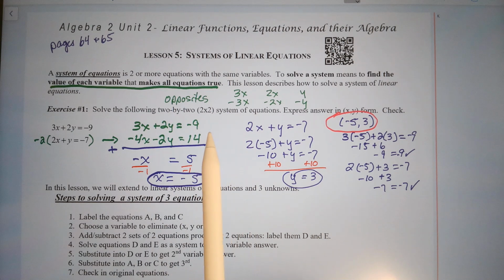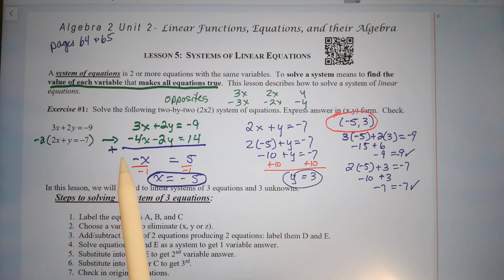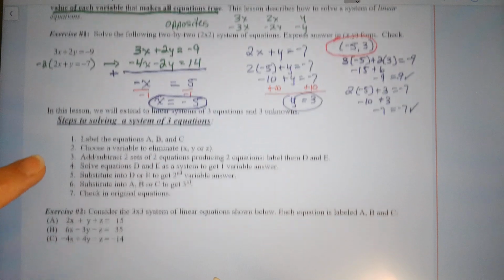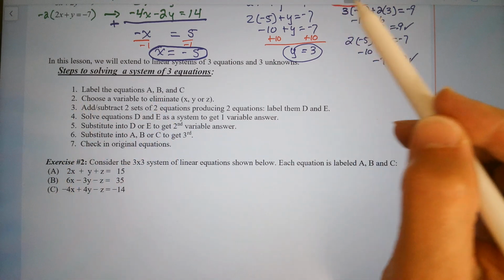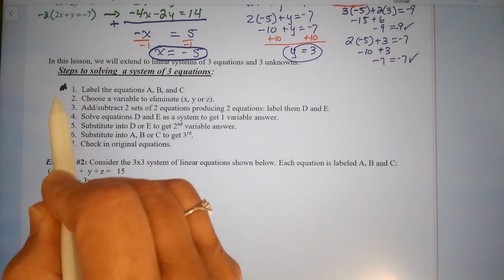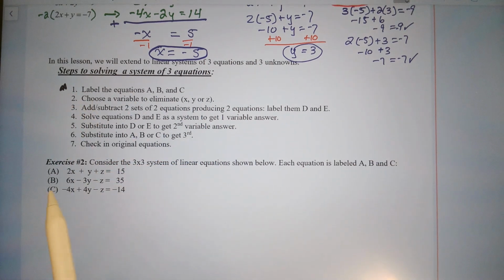Okay, now you had practice with this in Algebra 1, solving 2-by-2 system of equations. Well, here in Algebra 2, we're stepping it up a notch. We are solving 3-by-3 system of equations. So if we look in exercise 2 here, we have 3 equations with 3 unknowns, 3 variables, x, y, and z. So the steps for solving a 3-by-3 system of equations. The first thing we're going to do is label the equations A, B, and C, which is already done for us here in exercise 2.